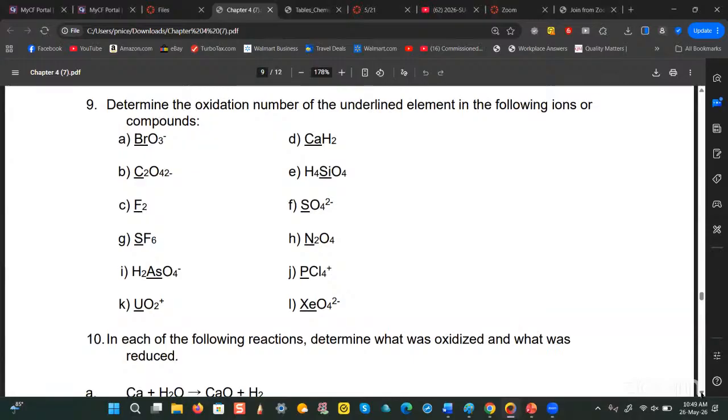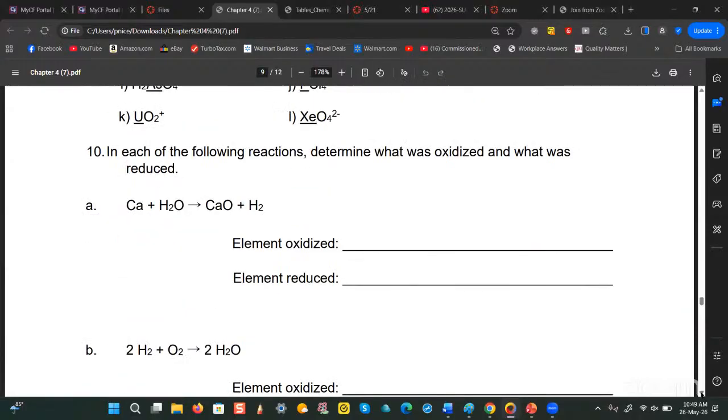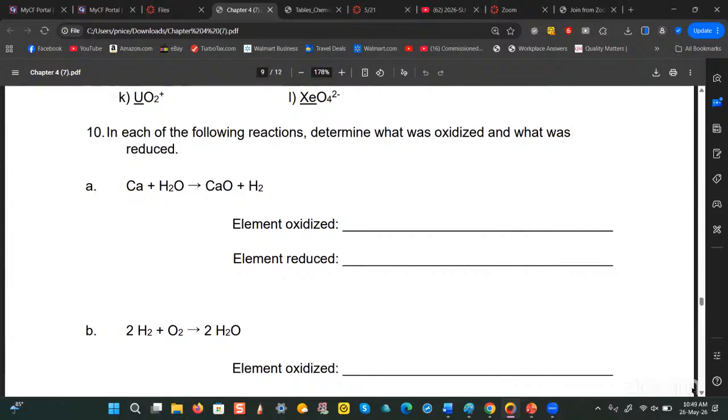So question number 10 says, in each of the following reactions, determine what is oxidized and what is reduced. So let me hear what you have to say about this one. The key to answering this question is to look at the changes that each element undergoes as you go from reactant to product, right? So in the case of calcium, what's the oxidation number of calcium on the left side?